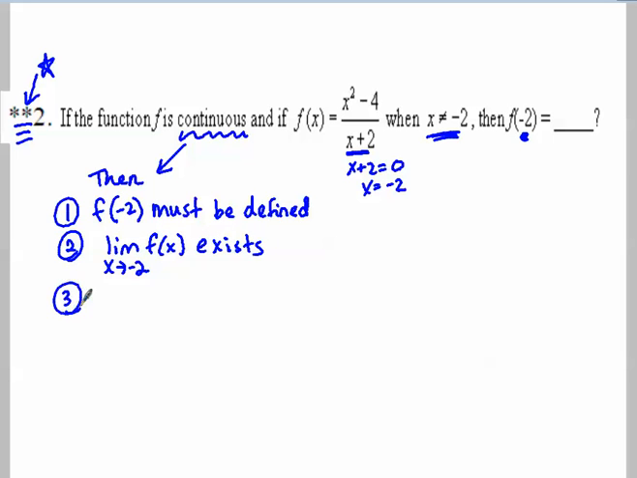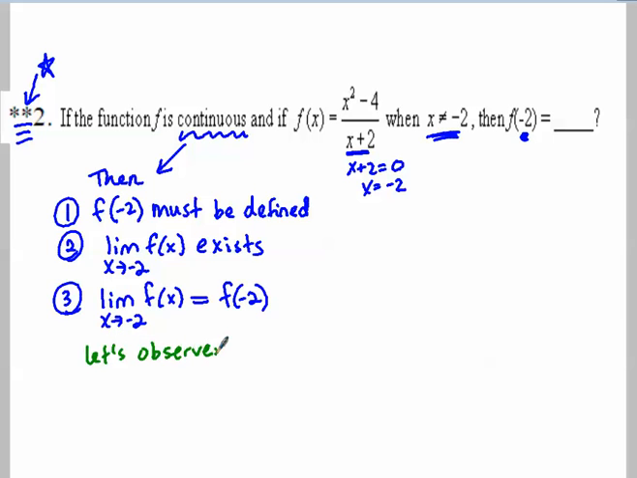And thirdly, these two have to connect. The limit as x approaches -2 for our function must equal f of -2. So those are the three cases that we're going to look at. So let's observe this function. First, number 1, f of -2. What is it? Well, that's the question they're asking us for. So I don't know that yet.